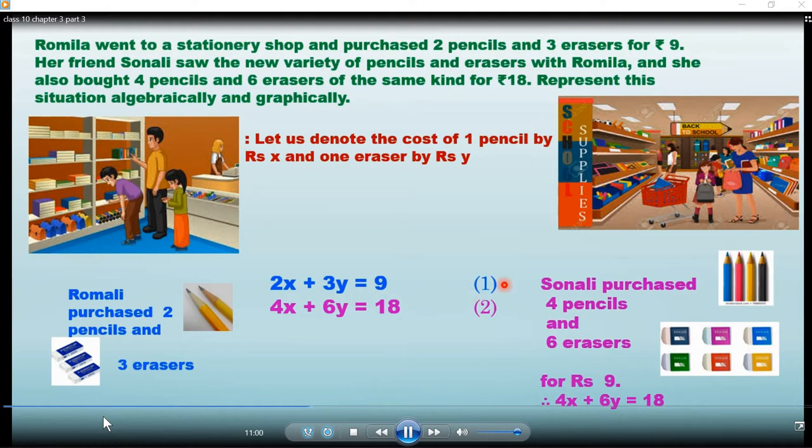Similarly, guess what condition will be applied for Sonali? She is purchasing 4 pencils. So if the cost of one pencil is X, then what will be the cost of 4 pencils? Yes, it will be 4X. And the cost of one eraser is Y, so the cost of 6 erasers will be 6Y. And what is the condition? That she is purchasing these items for rupees 18. So 4X plus 6Y is equal to 18.